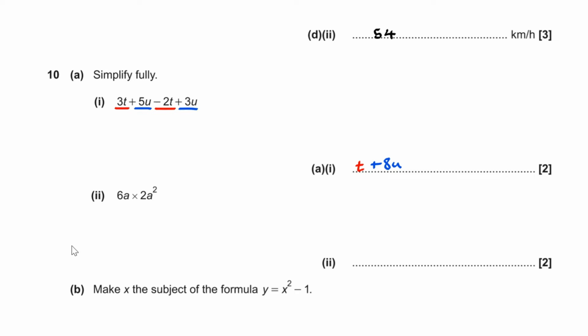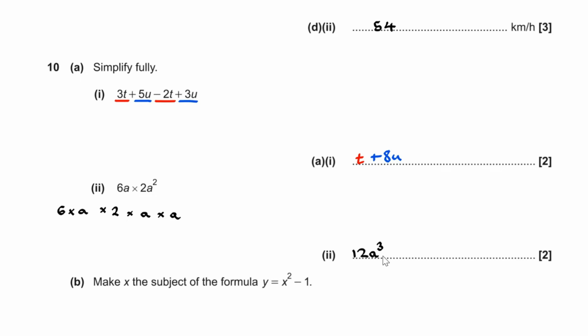And then for the next part, we have 6a times by 2a squared. Well, we can rewrite this as 6 times a, so that's 6a, times 2 times a times a. 6 times 2, that's 12. A times a times a, that's a cubed. So we've got 12a cubed.